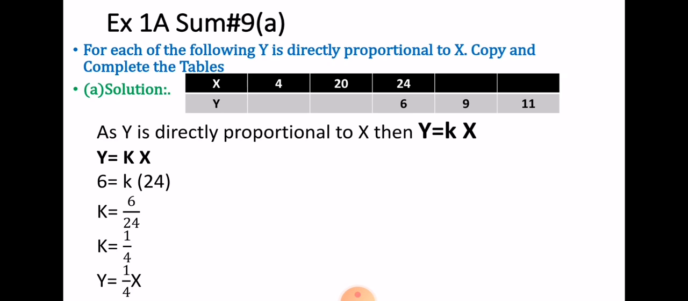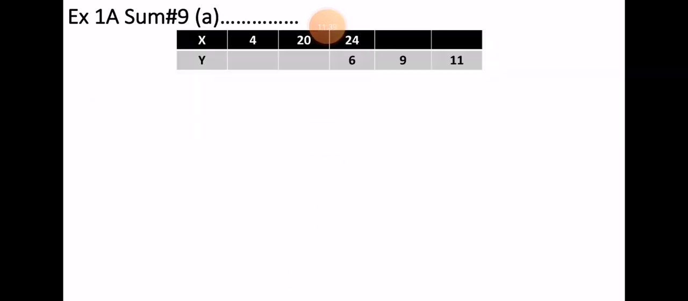4x. So where the values of x are given, you can put these values in order to find the values of y. Where values of y are given, you can put these values in order to find the values of x. We will do it one by one on the next slide.